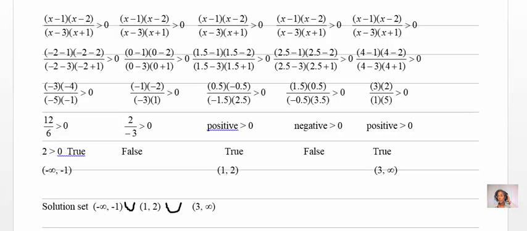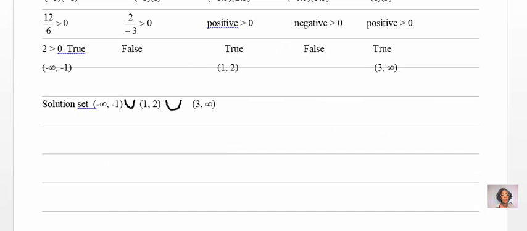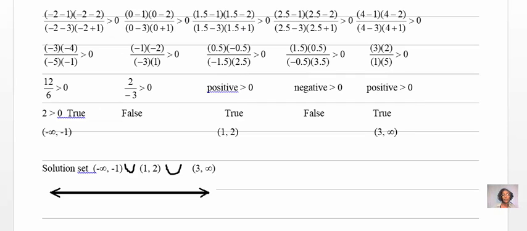Now I want to look at what would happen if we were solving a slightly different inequality. Let's graph that solution set as well. So here's our number line, and let's actually show these intervals that make up our solution set.